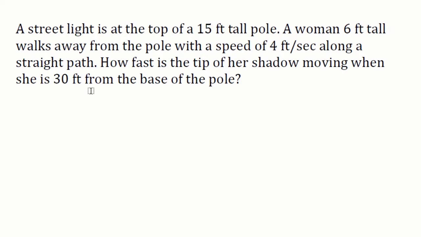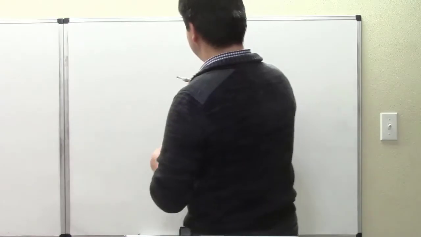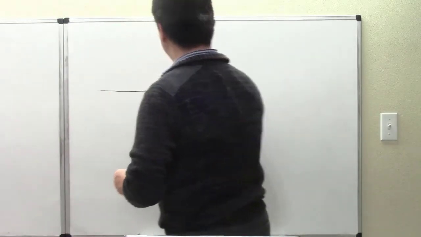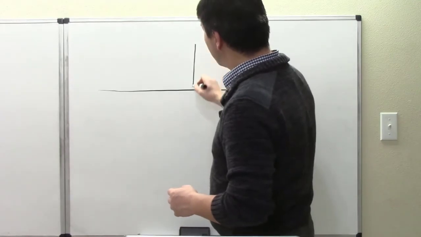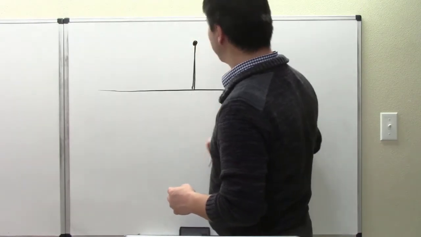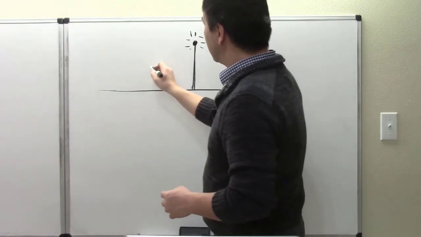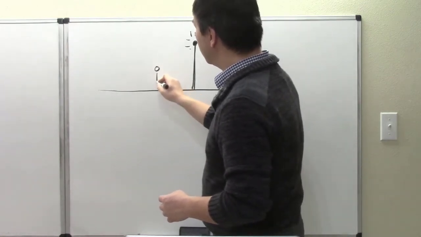So a street light is at the top of a 15 feet tall pole, and there's a woman 6 feet tall. It's basically a human being walking away from the pole, and the person is 6 feet tall. So with that, let me get back on the board and try to do some sketching. So we have here is the ground. So the light pole is of course 15 feet up the ground right there. So the light is here, the street light is here, and so the 6 feet tall human being is here.